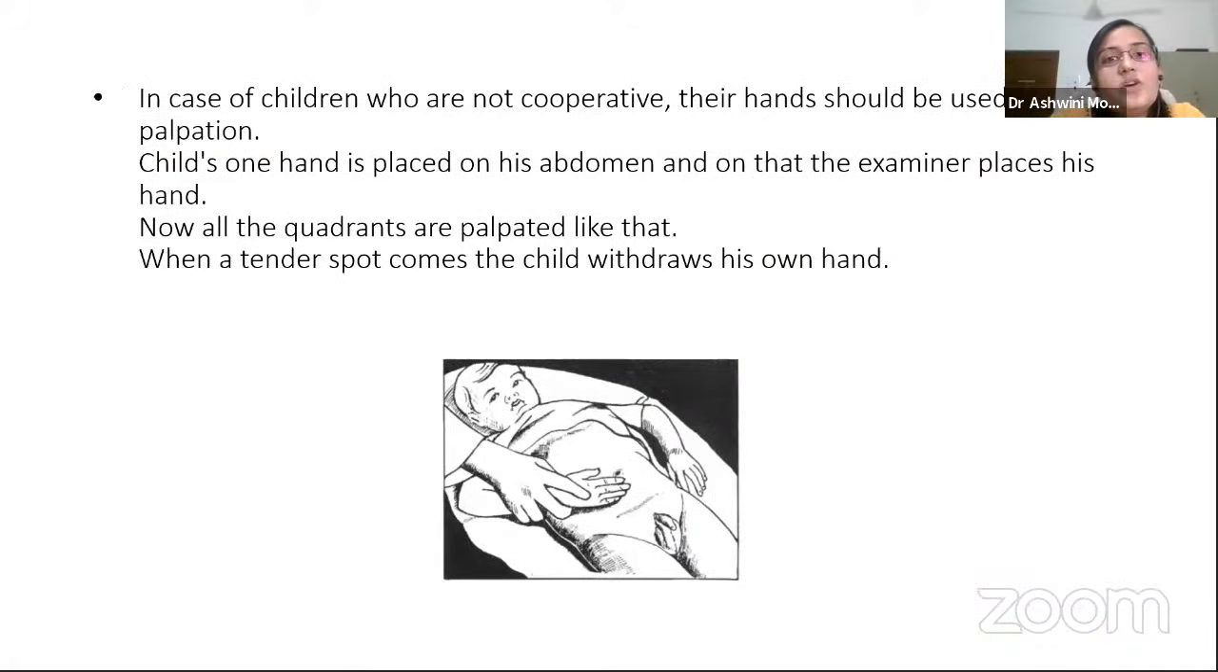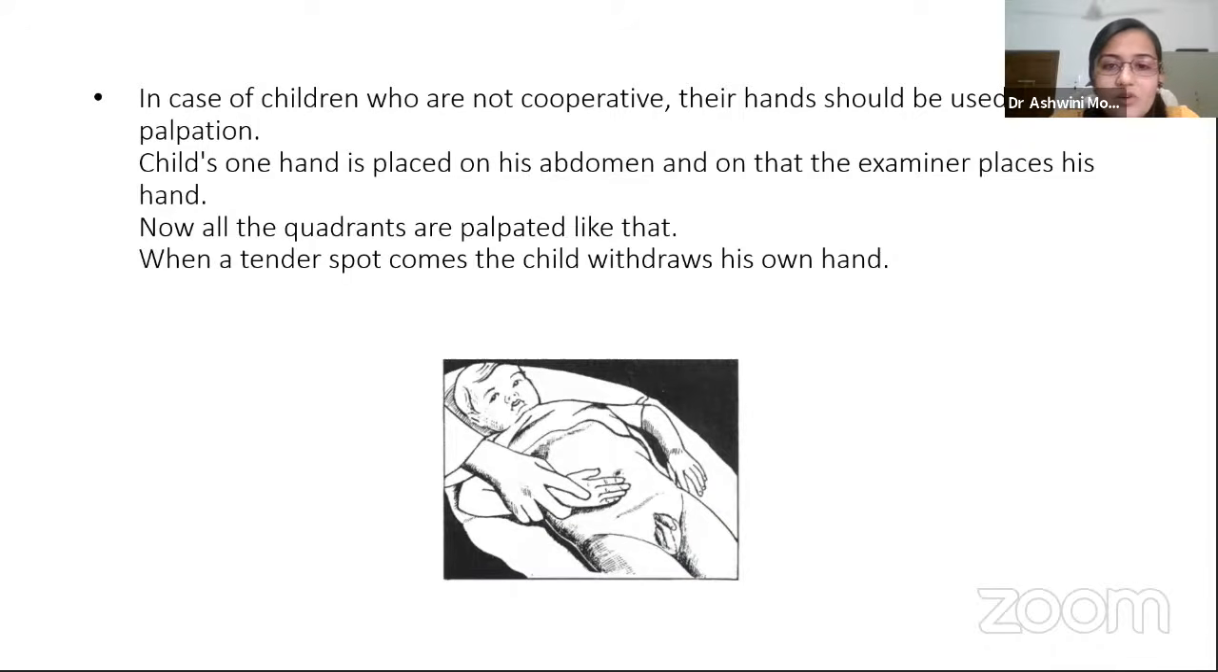In the case of children who are not cooperative, their own hand should be used for deep palpation. The child's hand is placed on his abdomen, and on that the examiner places his own hand. Now all quadrants will be palpated as in the adult, and when a tender spot comes, the child will withdraw his hand, and we come to know that he is having pain over that specific site.